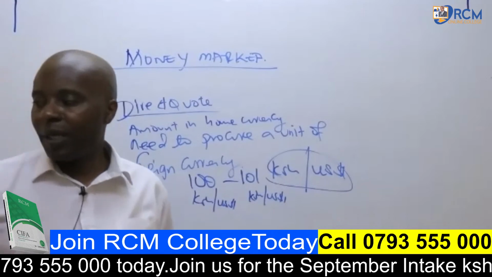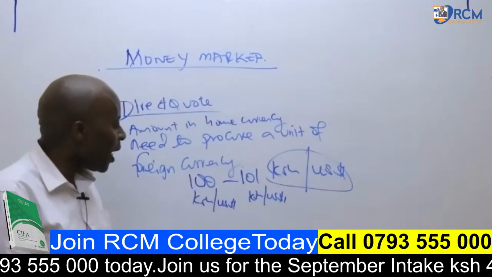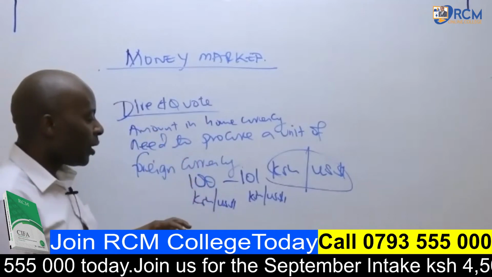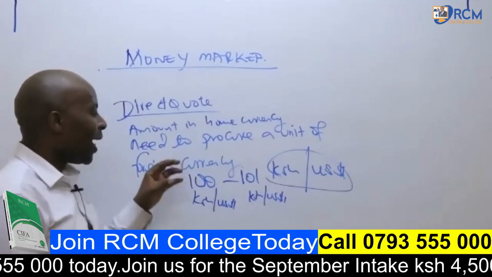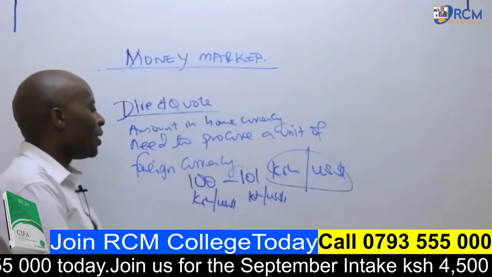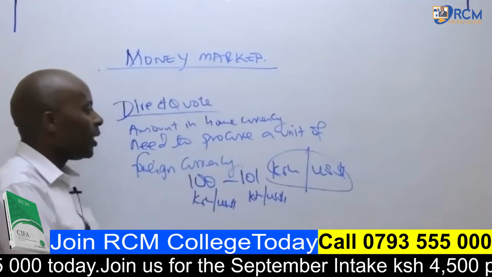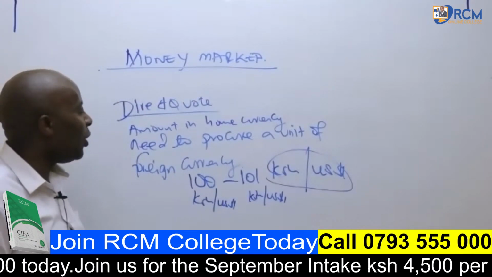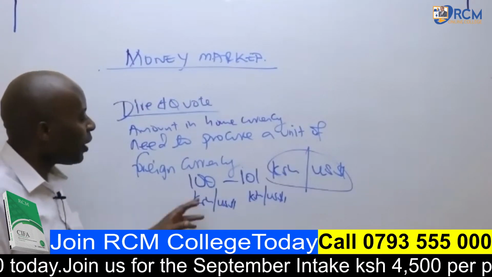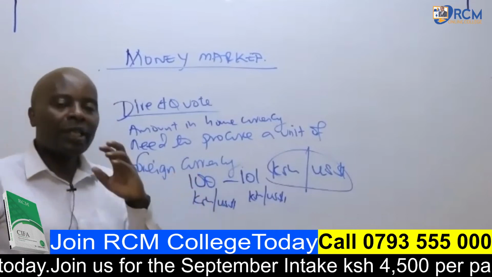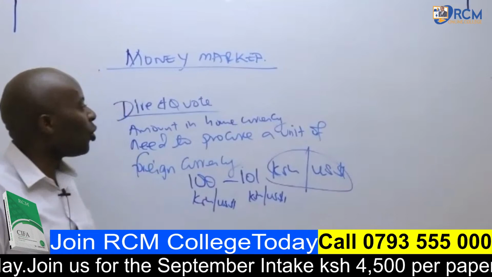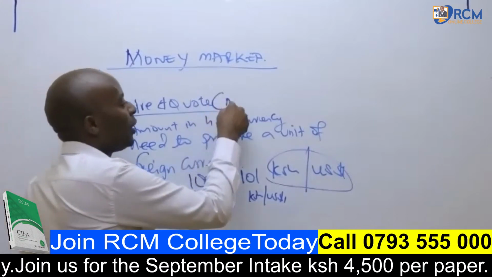Now, ladies and gentlemen, listen to me very well. Here, I'm being told 100 Kenya shillings equals 1 US dollar. 100 Kenya shillings, this is our local currency. Amount in terms of home currency needed to procure a unit of foreign currency. So if I've got this kind of a quote, then this is what we call the normal quote. Normal quote is also known as what here? A direct quote. It's a normal.